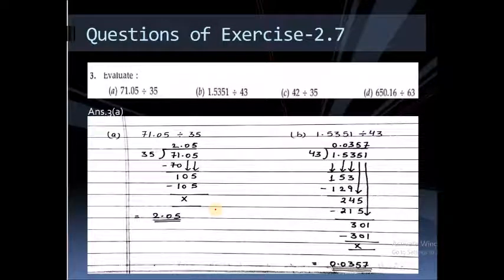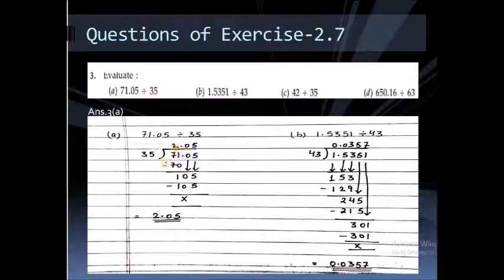Question number third is you have to evaluate. Now you can see in question that our divisor is a whole number or an integer here. Here also it is a whole number or integer. Here also it is an integer, and here also it is an integer. Right? So when this is the case, you cannot just shift the decimal. Okay. What we will do here, we have to divide them simply as we divide numbers. Just we have to be careful with the decimal point.